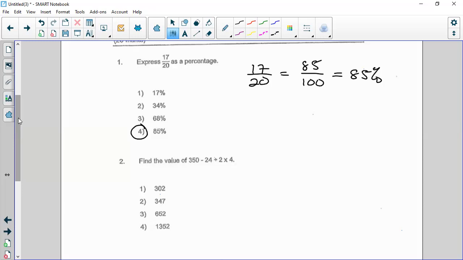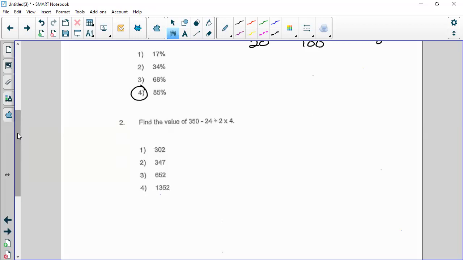Let's go to number 2. Find the value of this. You have to do the divide first, so you write down everything the same: 350 minus 12 and then times 4. You do step by step. You have minus and times. What do you do first? You do the times. So 350 minus 48 and you get 302. So your answer is what?